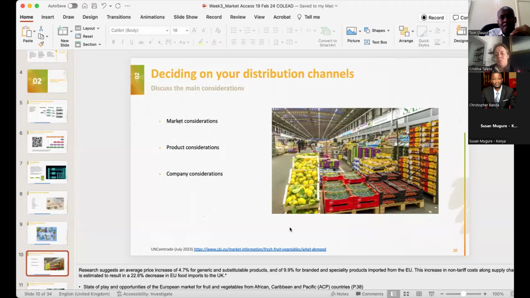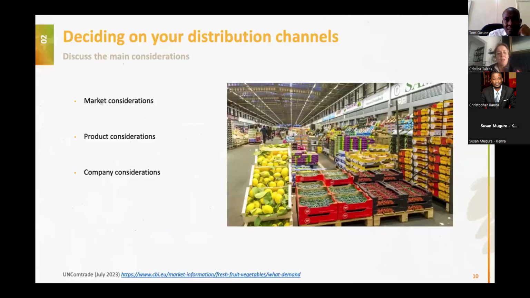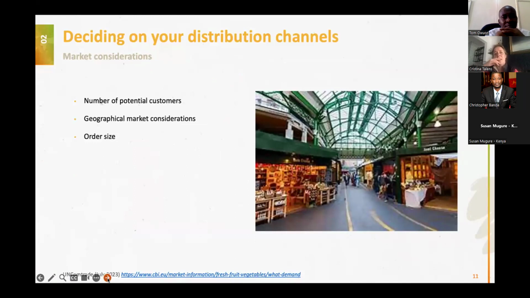So in terms of when it comes to the distributors, you need to think about the number of potential customers that that distributor has, okay? And the geography, where the customers are. Okay, so this is a photo of Rungis in France. It would be quite difficult for you to get to that market without having to use the distributors in the middle, okay? The order size, etc.